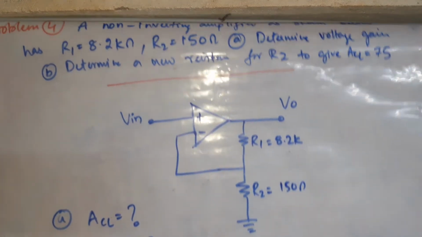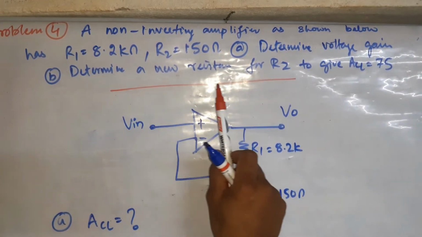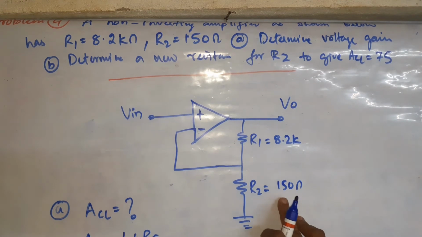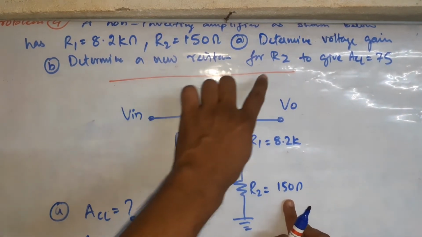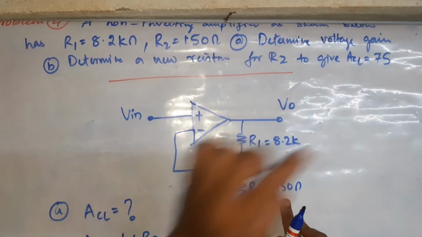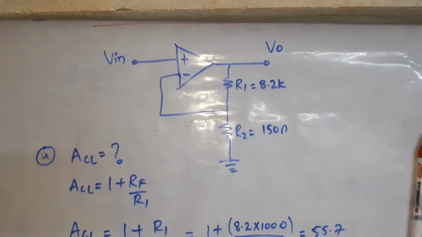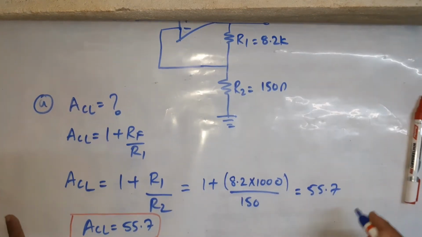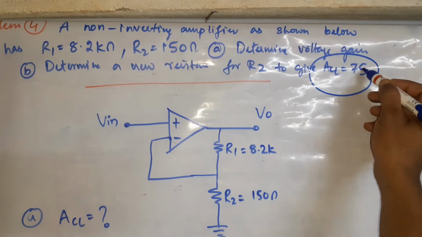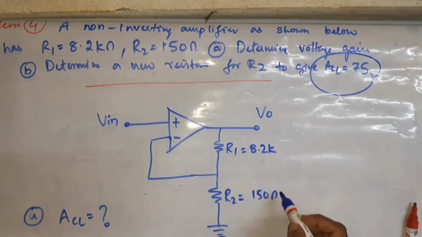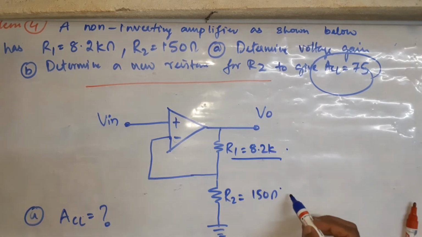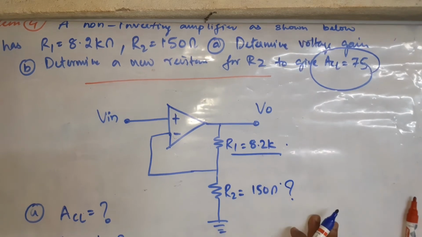What is asked next? Determine a new resistance for R2 to give ACL equal to 75. Where is R2? R2 is here. R2 is 150. He is telling that determine the new value for R2, not 150. Determine new value for R2 such a way that your gain is 75. Now how much is the gain? Presently the gain is 55. For the gain of 75, what should be the value of R2 he is asking? Means R2 has to be changed. Keep your R1 as it is. Change this. Okay, new value is to be found.